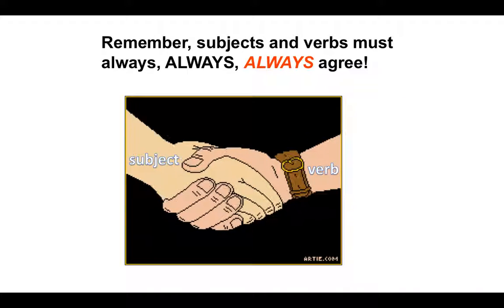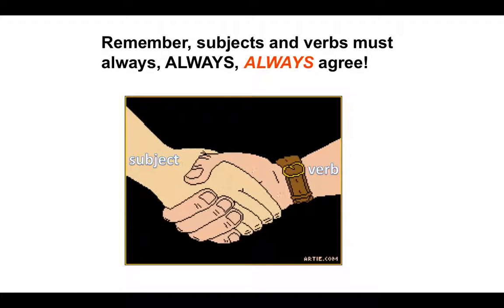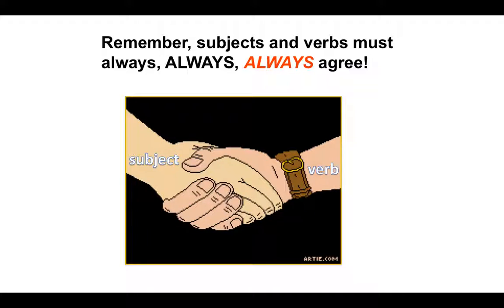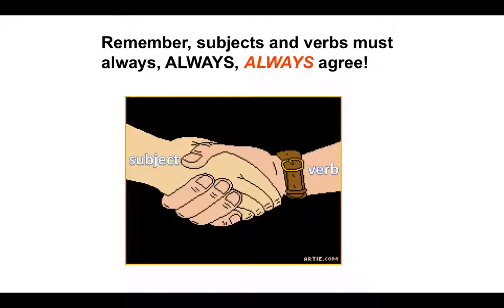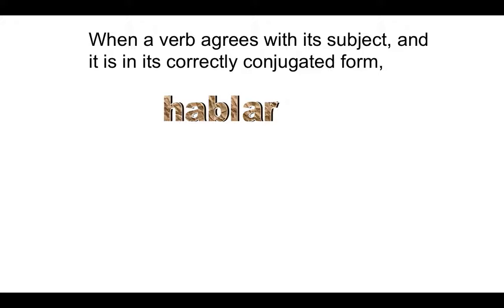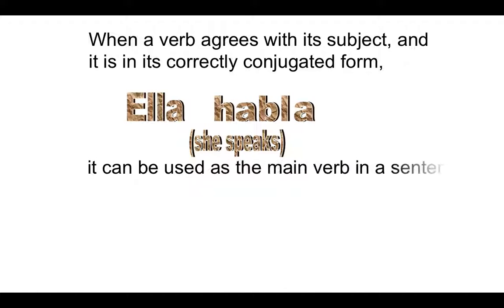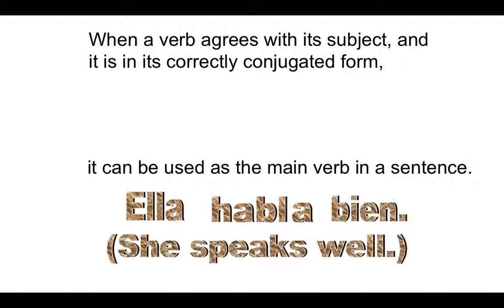The one thing that I need you to remember is that subjects and verbs must always, always, always agree. That is a non-negotiable. Person and number make the difference. So, when a verb agrees with the subject and is in its correctly conjugated form, it could be pulled out and used as the main verb in a sentence.